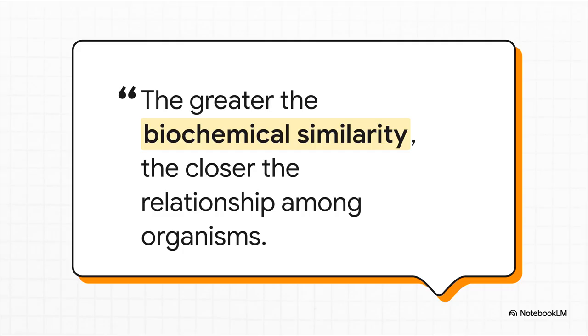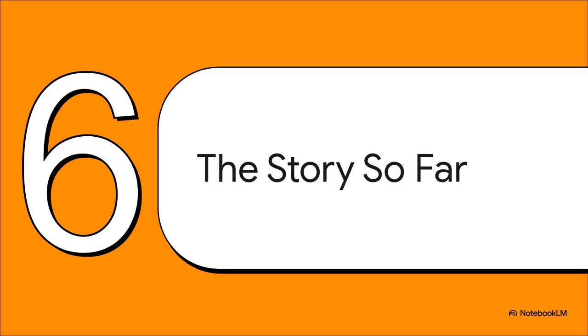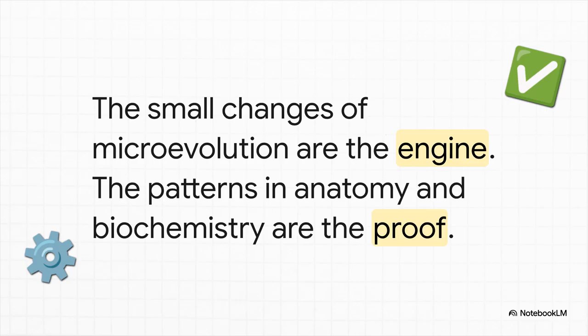It lets us build these incredibly detailed family trees of life, and it confirms what the anatomy was telling us all along. Okay, let's take a quick pause and put all of these pieces together. We've seen the small-scale engines of change and the massive trail of evidence they leave in their wake. So, here's the big takeaway. Microevolution, those little shifts in gene percentages from mutations, mating, and random chance, that's the engine that's always running. And the proof that the engine's been running for billions of years? It's everywhere. It's in the bones that connect our arms to a whale's flipper, and it's in the DNA that connects us to, well, pretty much everything alive.